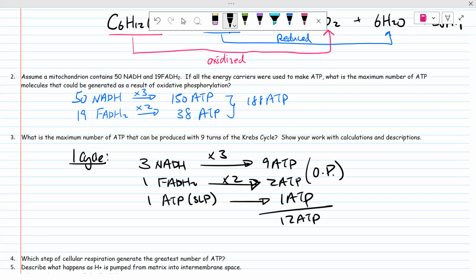But it says 9 turns, right? It turns twice per glucose. So you start with 1 glucose, then it will turn twice. Okay? 1 glucose, 2 turns. But this is not asking what happens if you have 9 glucose. This is telling you the Krebs cycle turns 9 times on its own. You got the 12? Okay. Then we times the 9, which I think is 108.